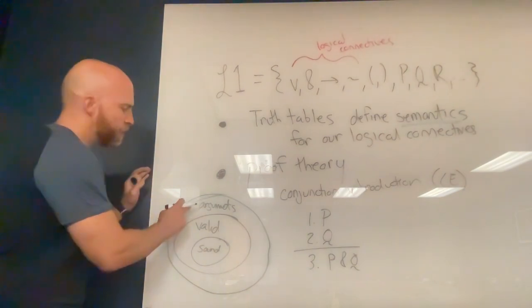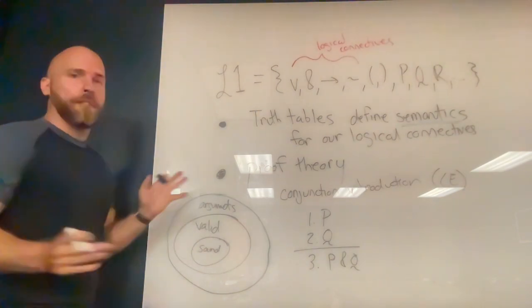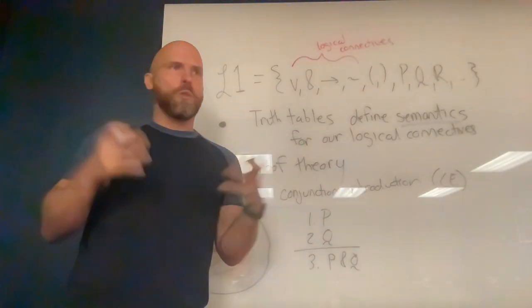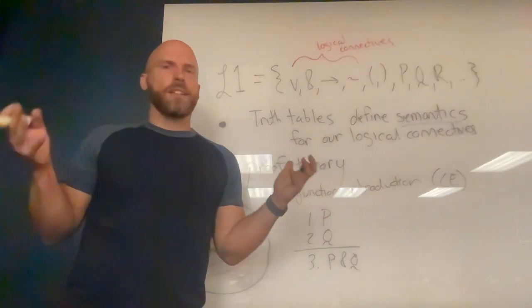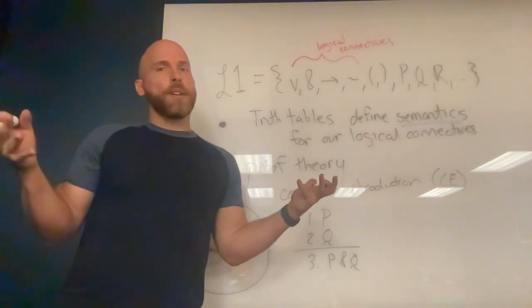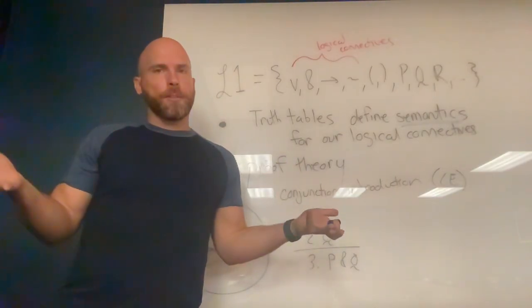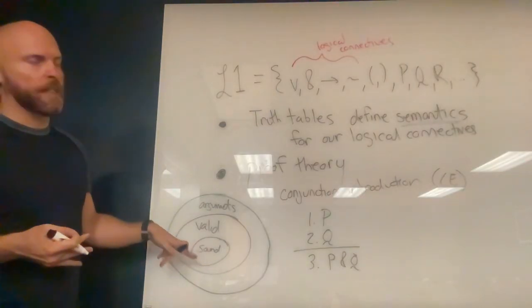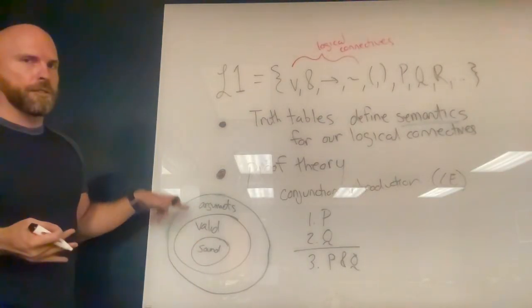But of course, there are a whole slew of arguments that are not valid, that have no connection between the premises and conclusions, or perhaps a tangential or incidental relationship between the premises and conclusion. Those are not valid arguments. They're also not sound arguments, because if your argument's not valid, it can't be sound. So just remember these subset relationships.